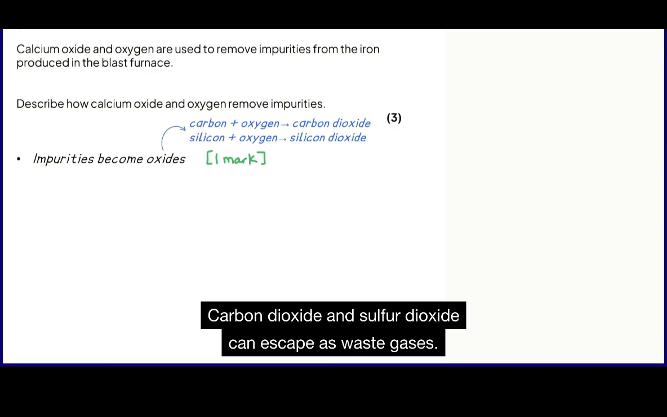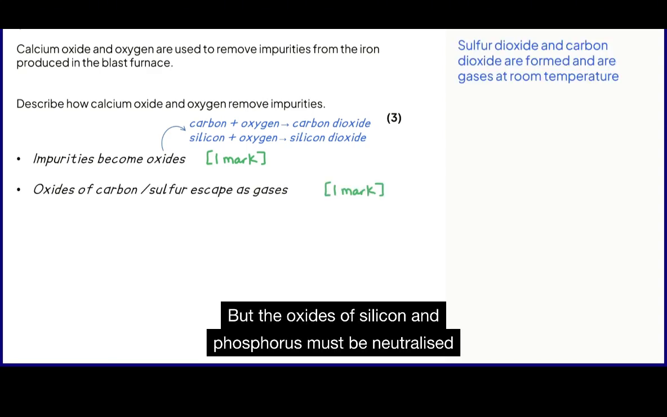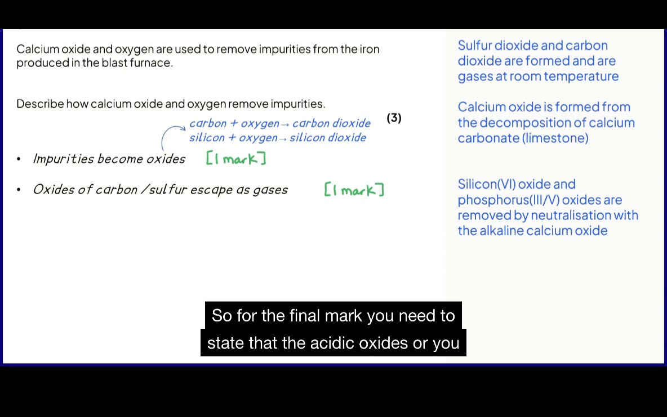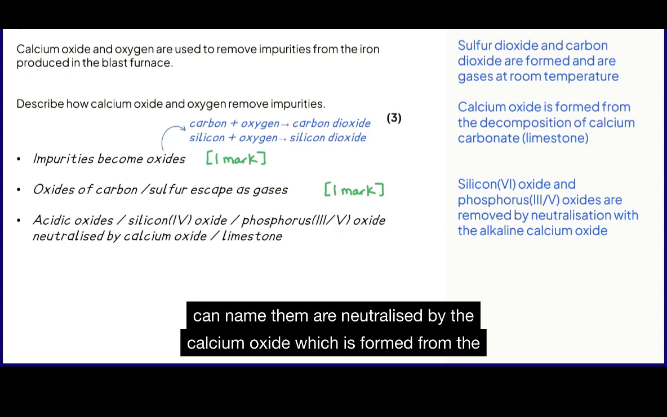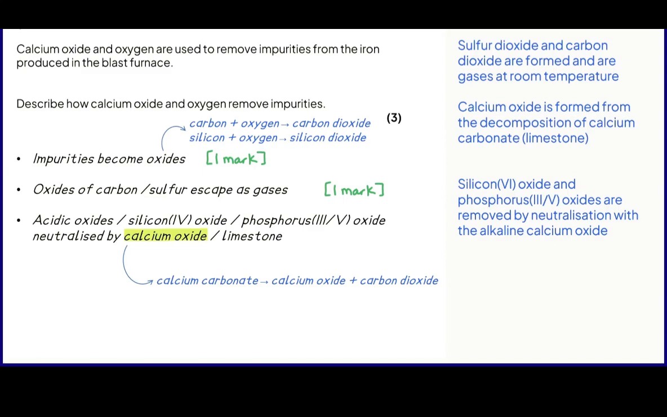Carbon dioxide and sulfur dioxide can escape as waste gases, but the oxides of silicon and phosphorus must be neutralized in an acid-base reaction. So for the final mark, you need to state that the acidic oxides, or you can name them, are neutralized by the calcium oxide, which is formed from the thermal decomposition of limestone.